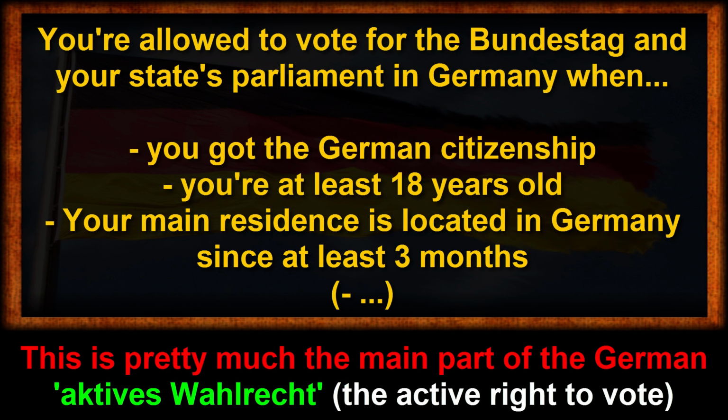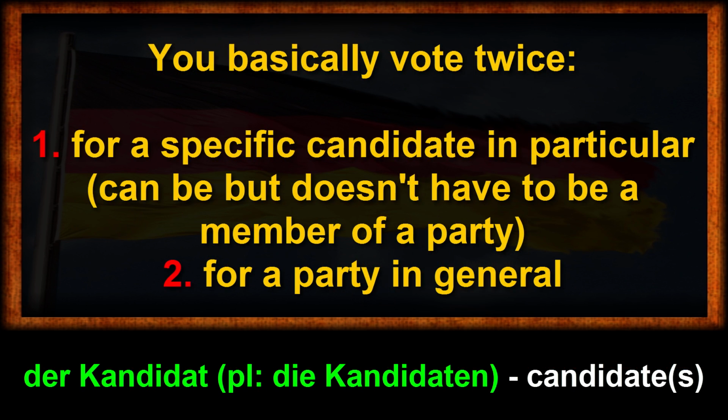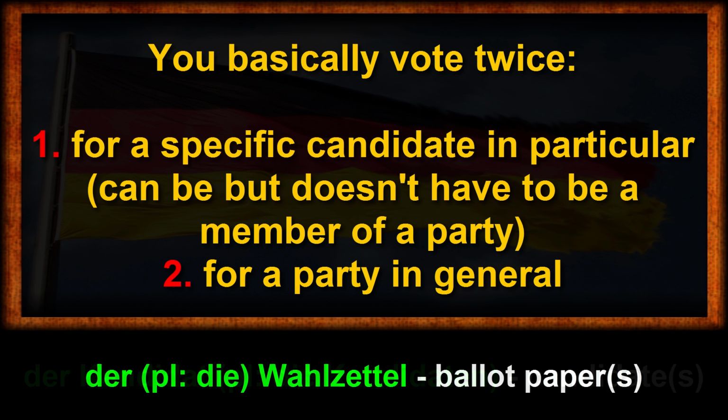In national German political elections, German citizens, meaning people that got the German citizenship and that are at least 18 years old, which means they are considered adults in Germany, and that are having their main residence for at least 3 months in Germany, are allowed to vote for both one representative in particular and for one single party in general. So they are basically expected to give 2 votes at the same time. One for the party itself and one for a single candidate who wants to be a representative in the respective parliament. German ballot papers are called Wahlzettel, der Wahlzettel singular, die Wahlzettel plural.